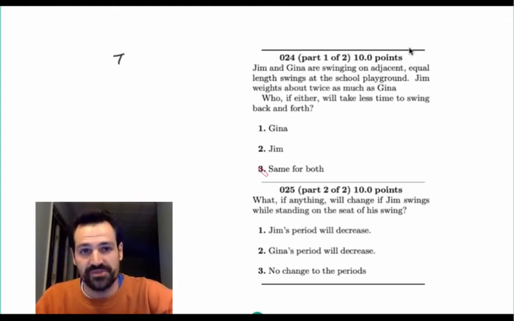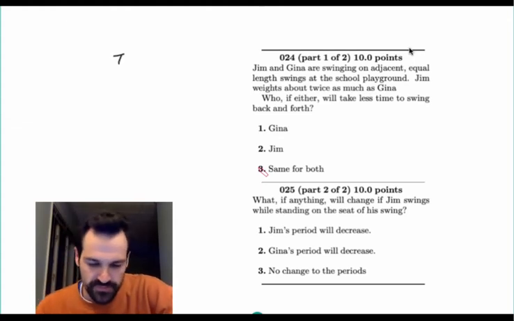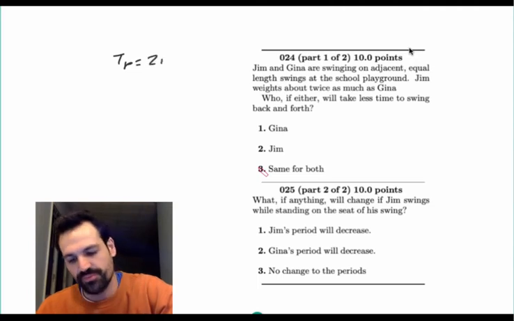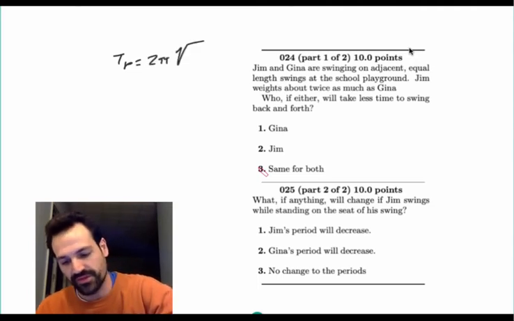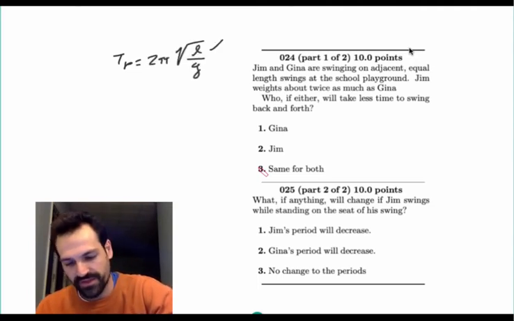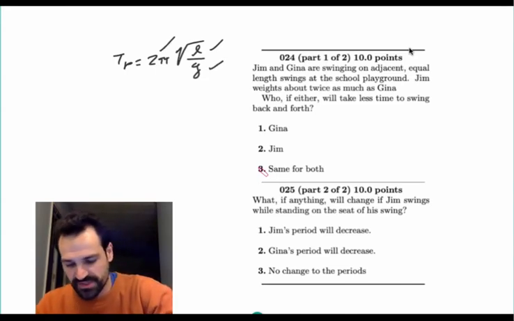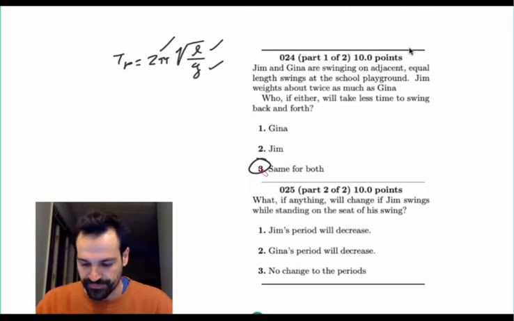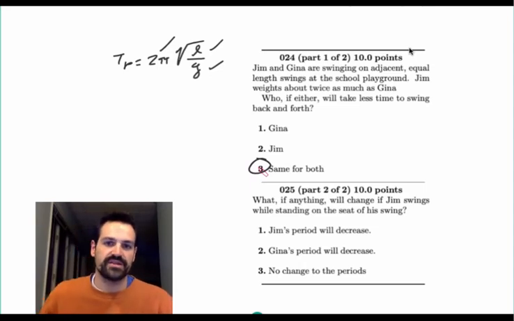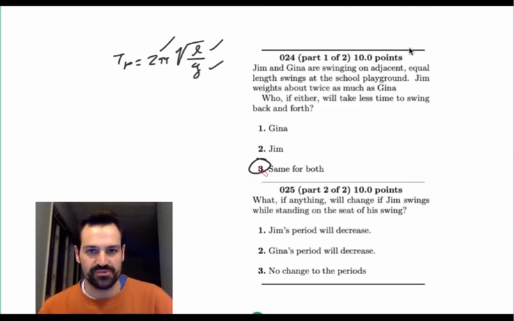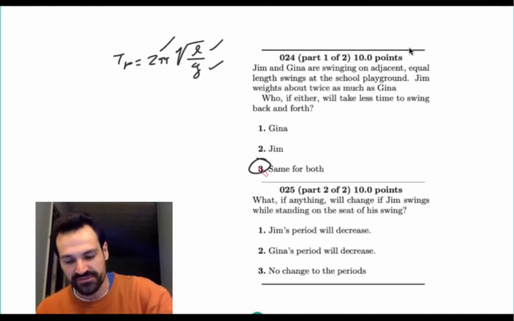Well, to figure out the time to swing back and forth, that's a period. And the period of a pendulum is 2 pi times the square root of length over gravity. The length is the same, gravity is the same, and pi never changes. They should take the same amount of time. What, if anything, will change if Jim swings while standing on the seat of a swing?